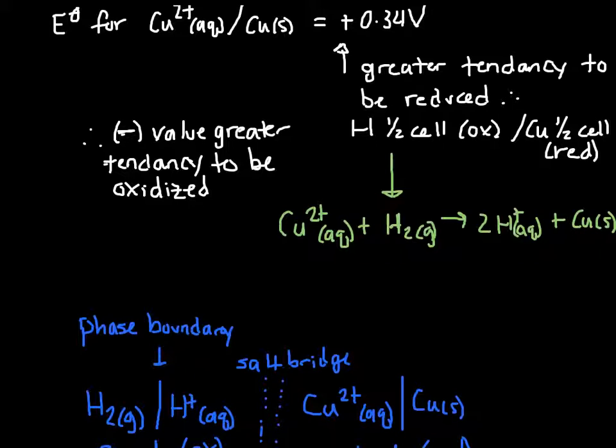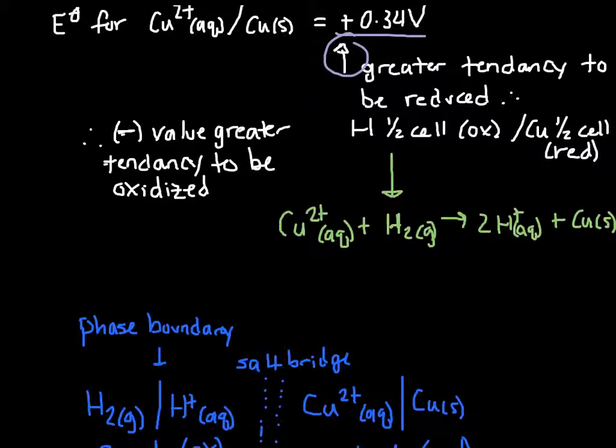Alright, so here's an example of how they can do this. We have our standard electrode potential for copper 2+. So here we have copper 2+ and copper solid. In its half cell, we have gone through and determined that it has a positive 0.34 volts. So that is its E theta value. What does this mean? This positive sign means that it has a greater tendency to be reduced because it is above 0. Therefore, the hydrogen half cell becomes oxidized and the copper half cell becomes reduced.